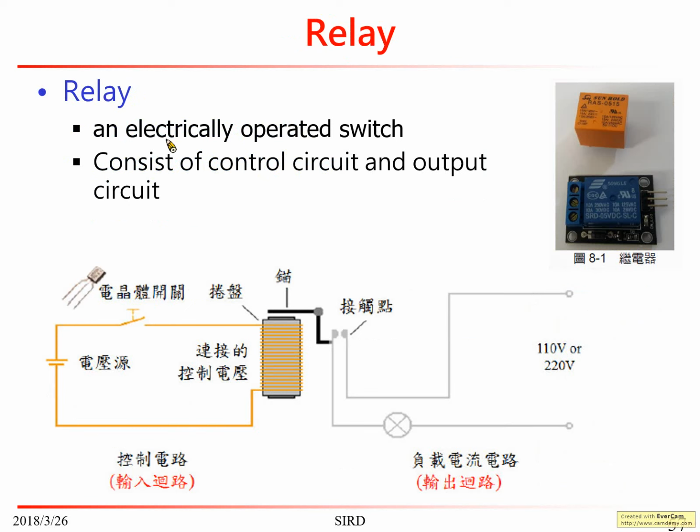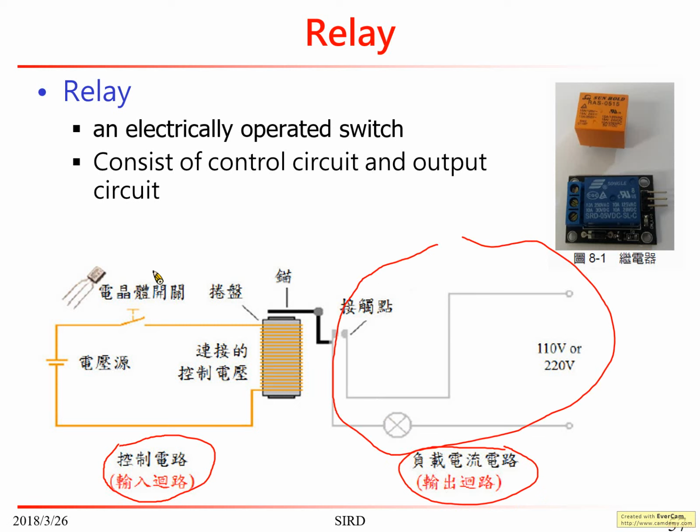And a relay is an electrically operated switch. So for example, it basically consists of two loops. One is the control circuit or control loop, and the other is the load circuit. So for example, we have an AC circuit here, and this is DC or small currents. So if we electrically short these circuits, then this is the coil, and it will generate magnetic power, right?